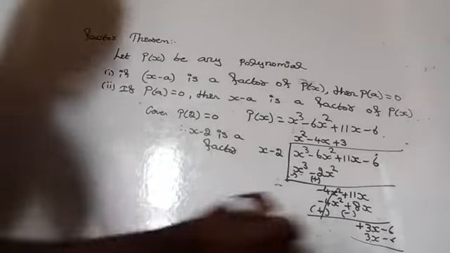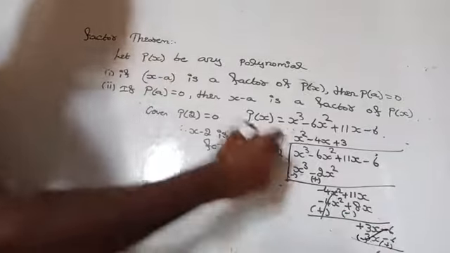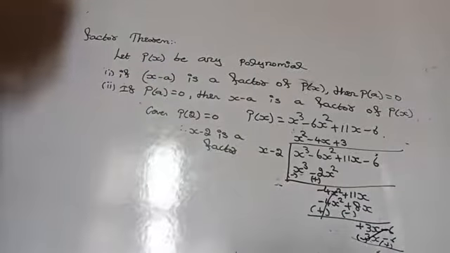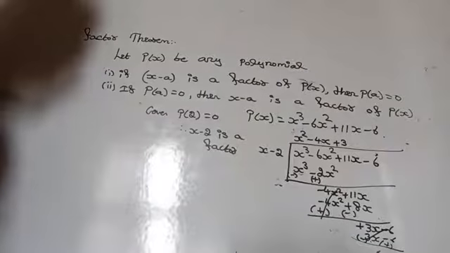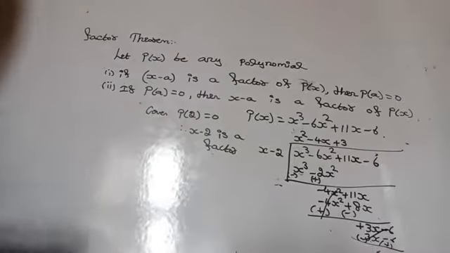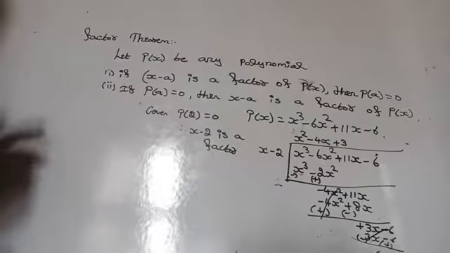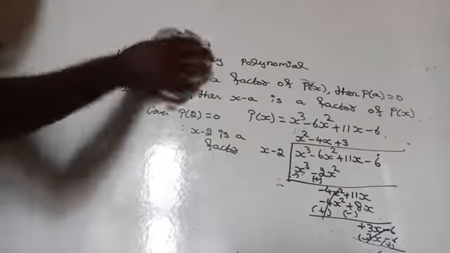So if the remainder comes 0, then what can you conclude? X minus 2 is a factor. Here given that p of 2 equal to 0, and then we proved that x minus 2 is a factor. Are you getting here? Then based on this factor theorem, it's a very, very important question. A cubic polynomial will be given, you have to factorize. That is a very, very important thing.